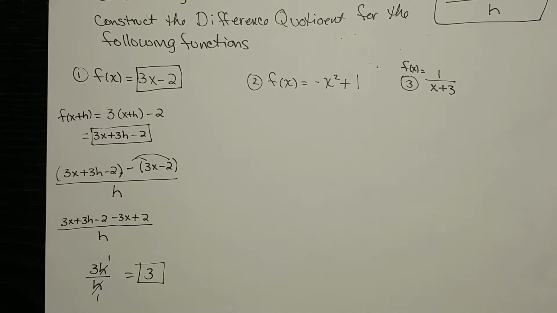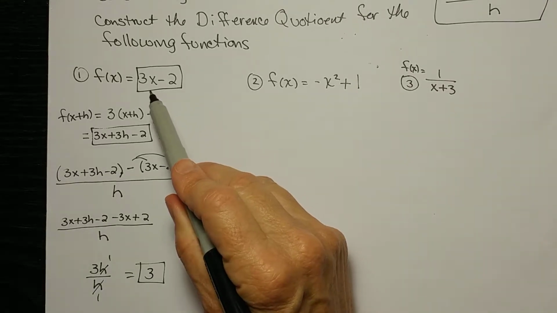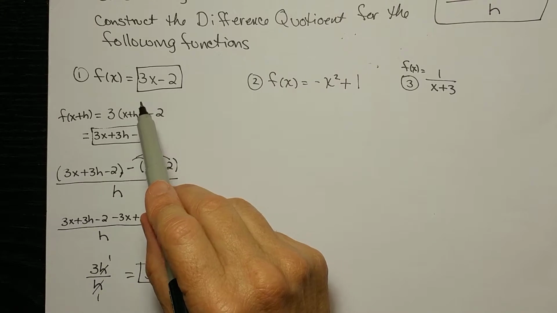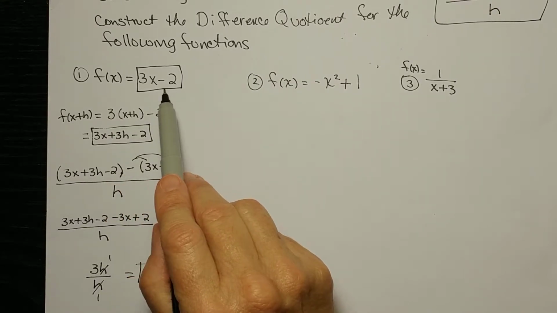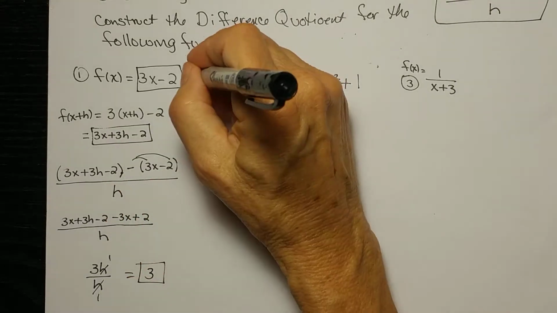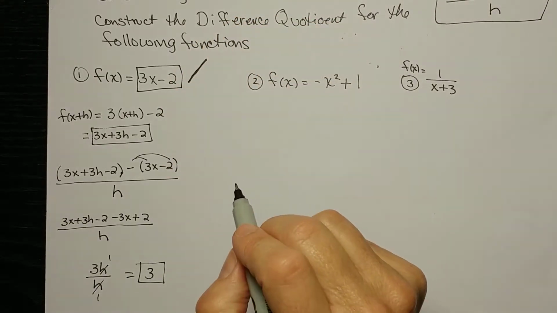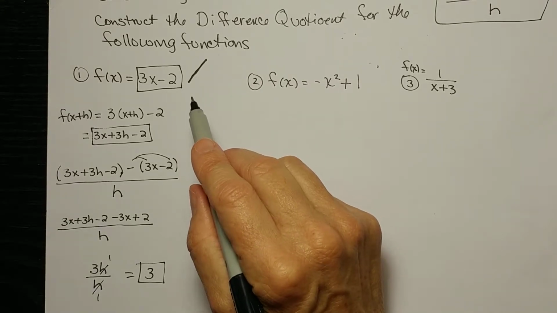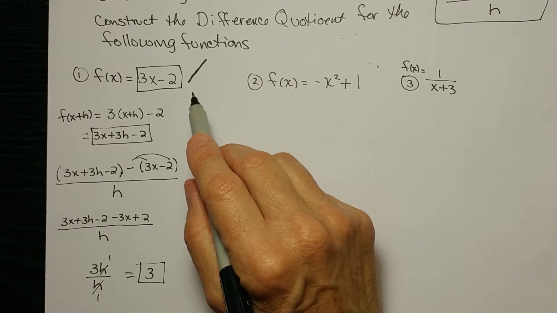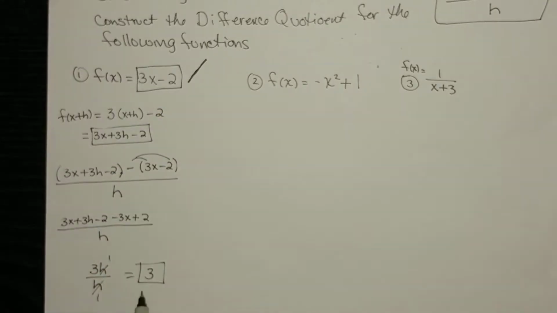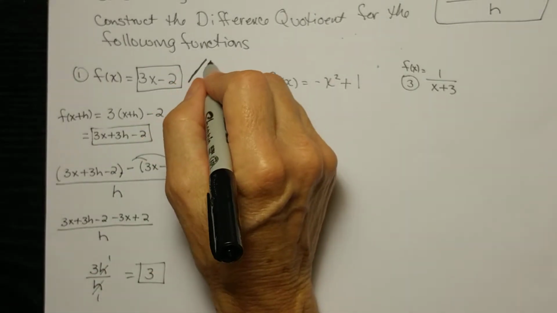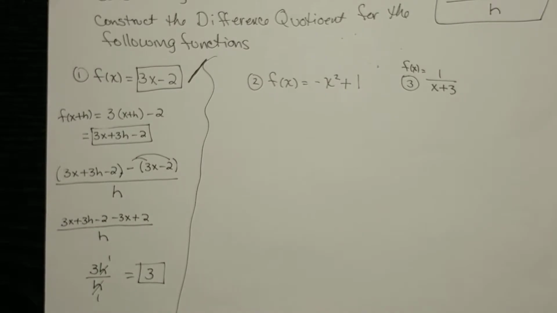If we recall what the difference quotient is, it's the slope of a secant line through any 2 points on the graph. If we look at this function, this is the graph of a line. Can you see y equals mx plus b? This is the graph of an increasing line, and it doesn't matter what 2 points you pick on that line. The slope of the secant line through any 2 points will be 3, and that's what this is telling us. That's a linear function. That's example 1.